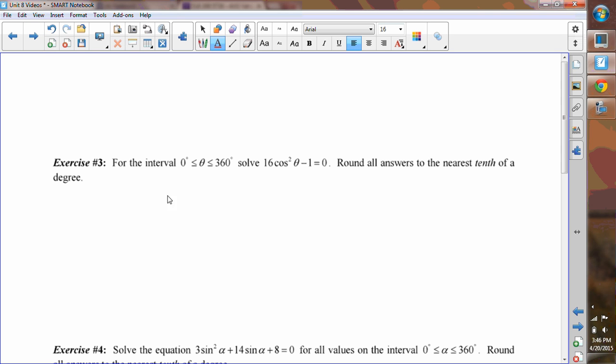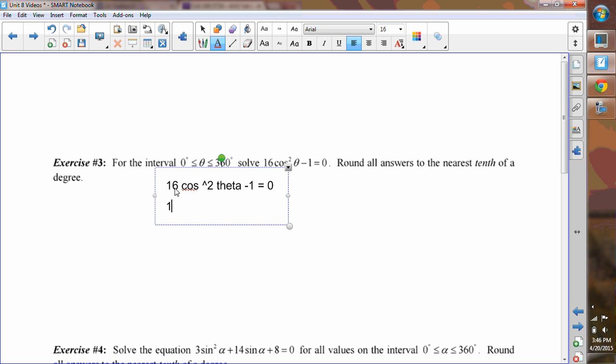Okay, moving on to the next question. We are going to factor this. This one factors slightly differently. This one is going to factor using the square root method. So you have 16 cosine, I'm going to use the caret here, cosine squared of theta minus 1 equals 0.